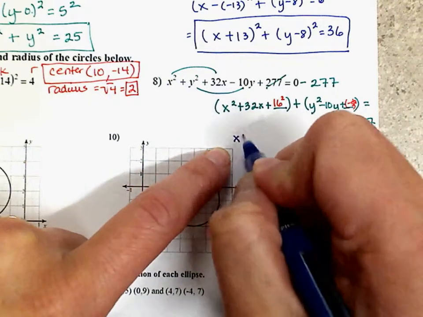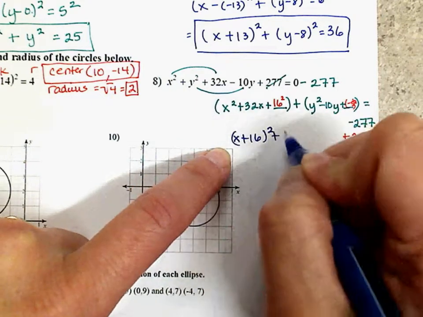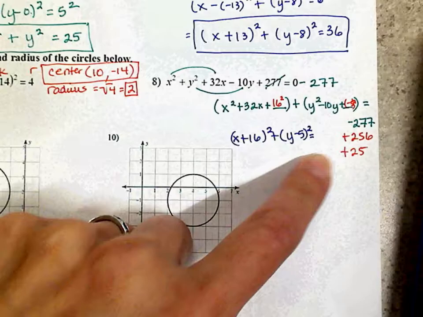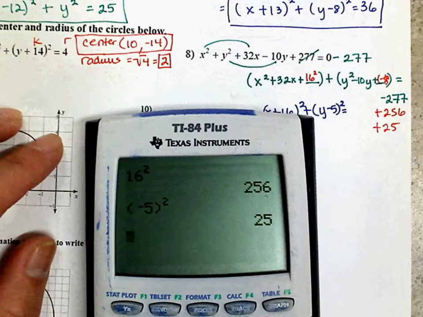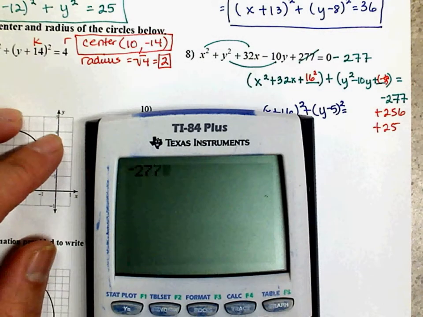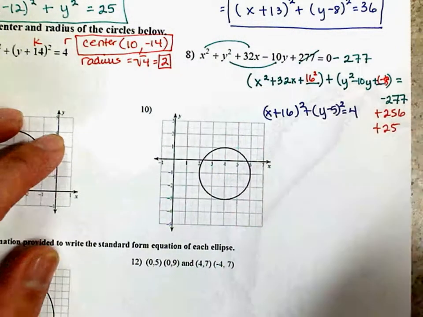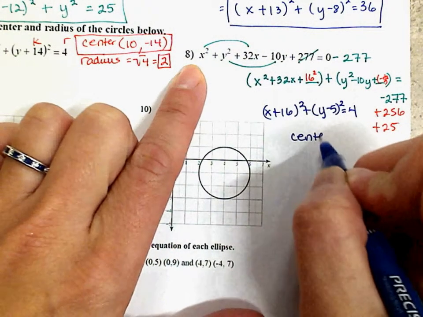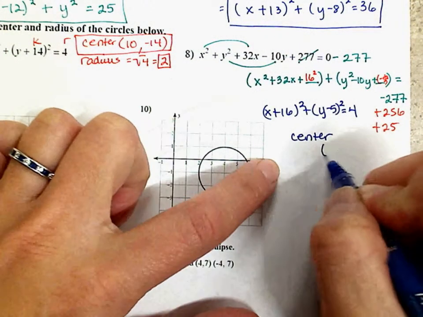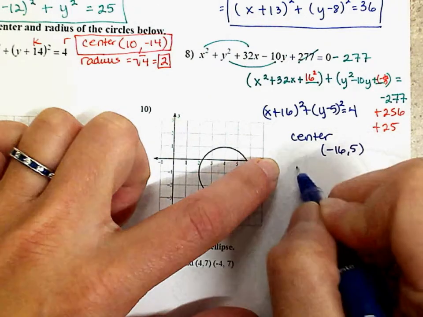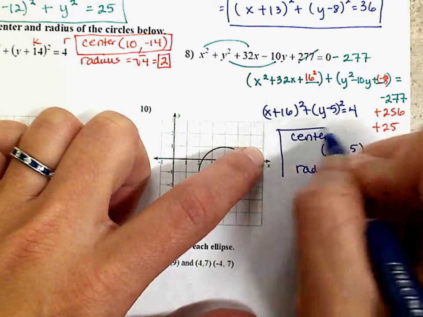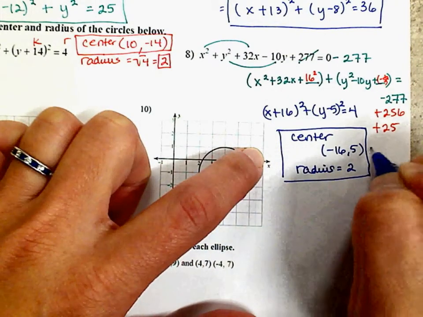So I have (x plus 16) squared plus (y minus 5) squared equals, and we're going to add all this together. So you have negative 277 plus 256 plus 25 comes out to be 4. Okay, so our center for number 8 is (negative 16, positive 5), and your radius is square root of 4, which is 2. This is for number 8.